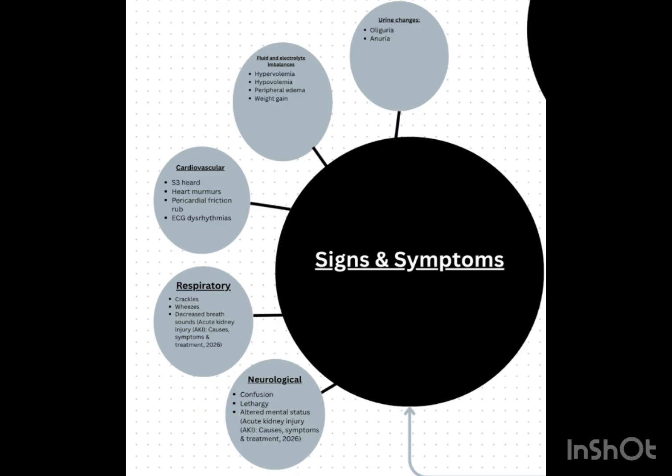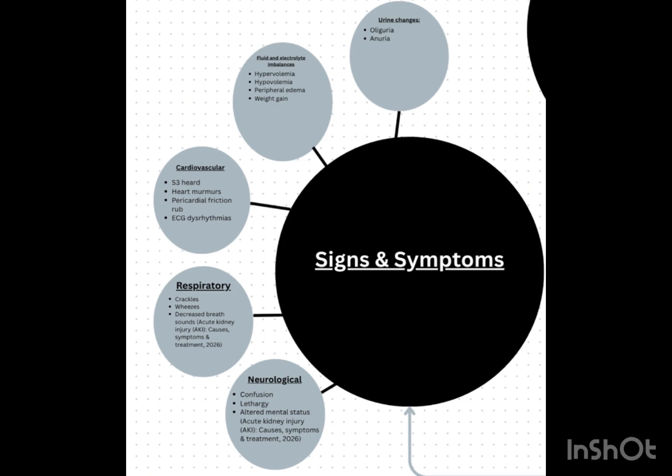For cardiovascular, it's important to note that S3 heart sounds, murmurs, pericardial friction rub, and ECG dysrhythmias may be present. This is because fluid overload strains the heart muscle, which is why it creates an S3 sound. Dangerous electrolyte shifts like potassium imbalances disrupt the heart's electrical conduction system, and this causes dysrhythmias. Respiratory, fluid overload can cause crackles, wheezes, or decreased breath sounds. Unfiltered fluid backs up into the pulmonary circulation and into the interstitial spaces of the lungs, impairing gas exchange and producing abnormal breath sounds.